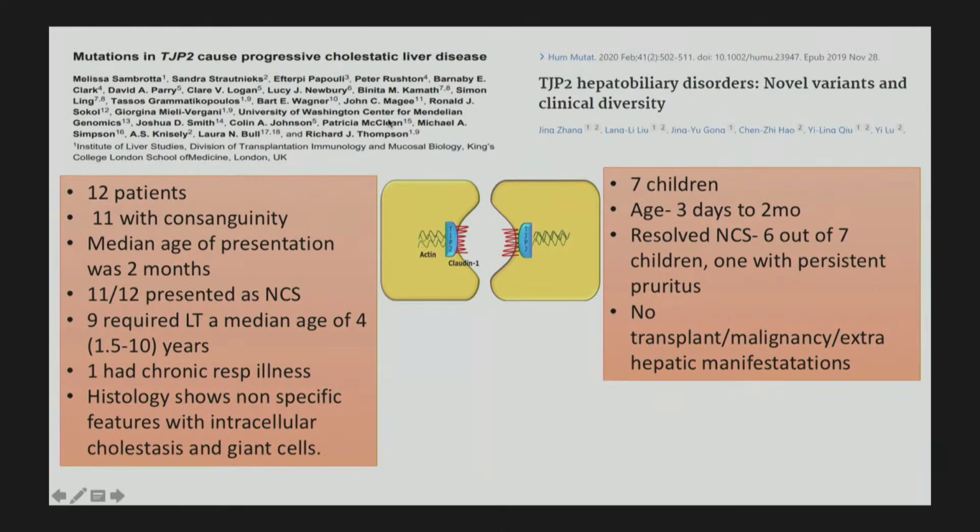Coming to PFIC type 4, where the gene encoding tight junction protein 2 is involved. In this series, 12 patients with this condition were studied, of whom 11 had consanguinity. The median age of presentation was 2 months, and 11 out of 12 patients presented as neonatal cholestatic syndrome. 9 required liver transplant, and the histology showed non-specific features with intracellular cholestasis and giant cells.